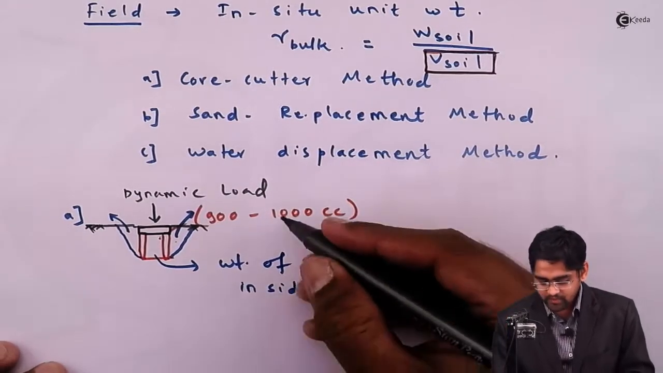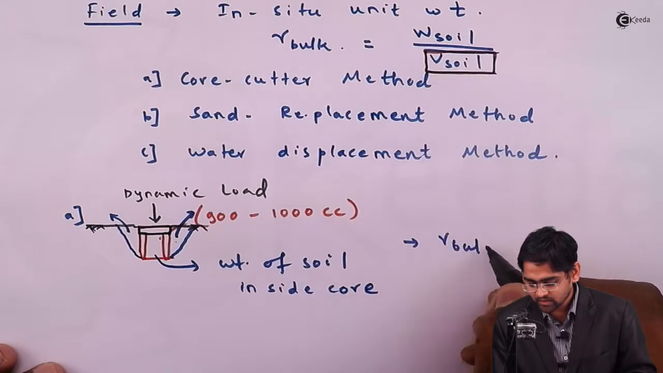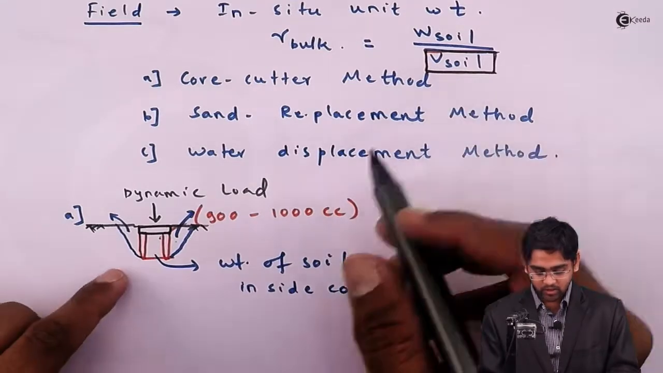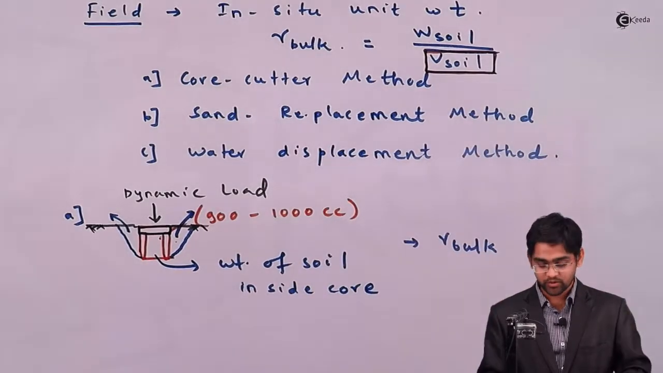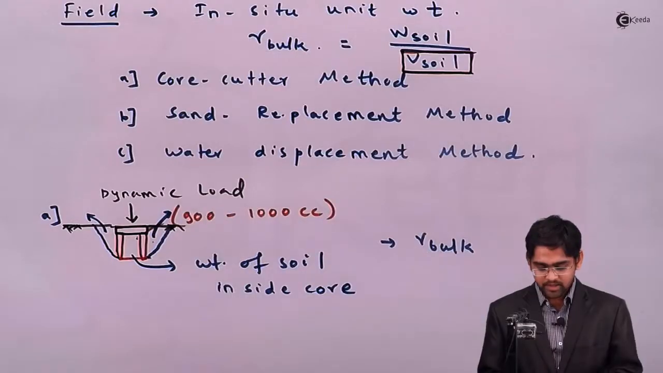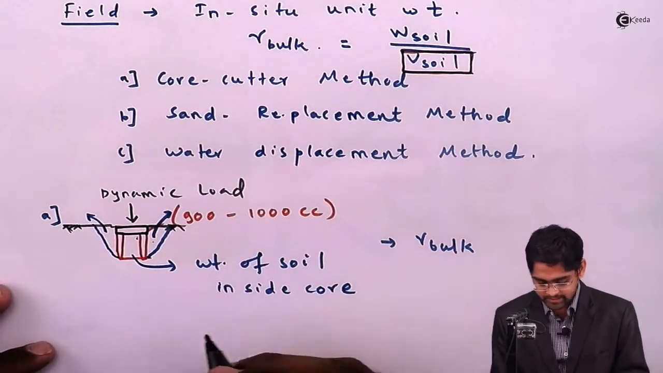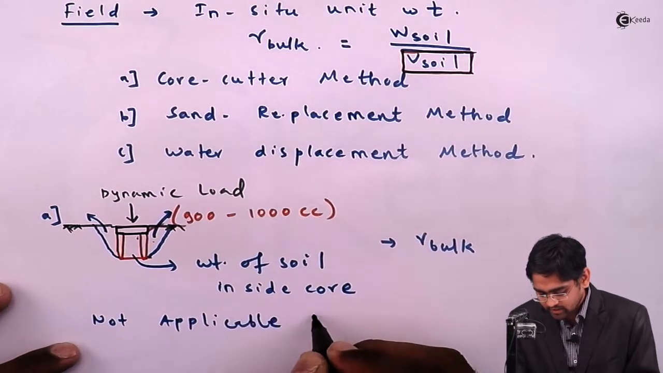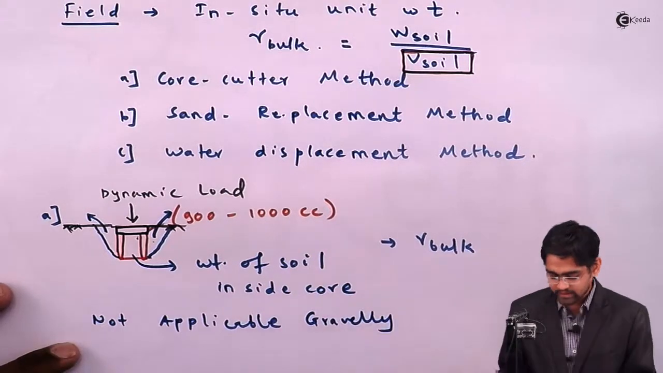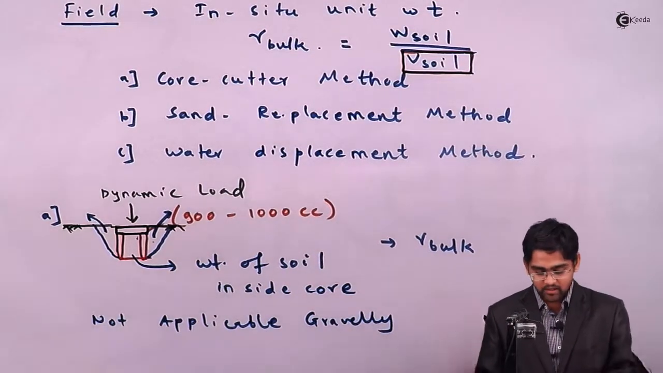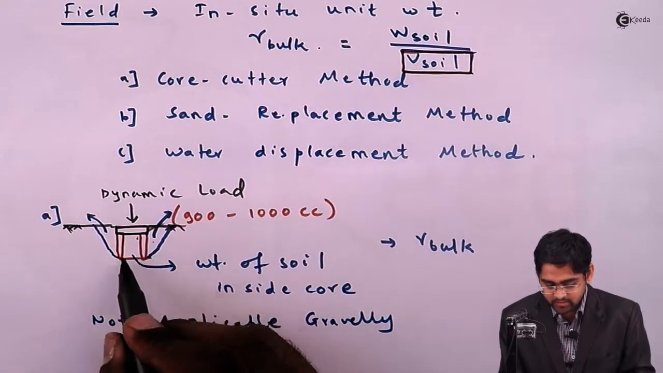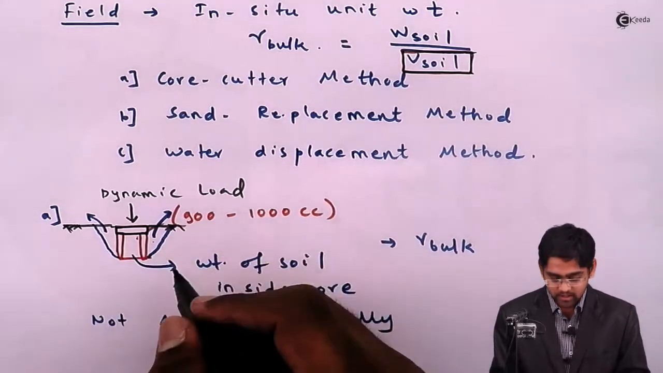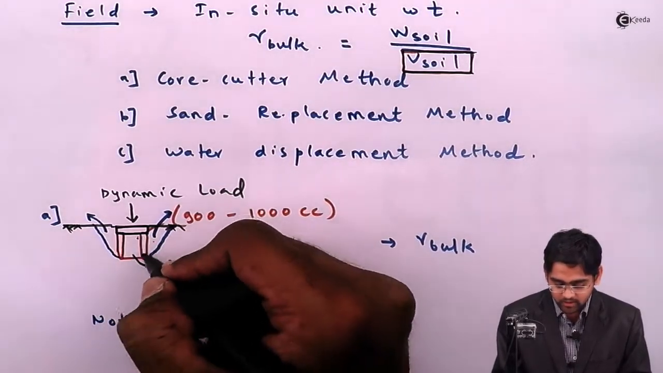So just do weight by volume, you will get the bulk unit weight by core cutter method. But remember, this core cutter method is not applicable to gravelly type of soils. In case of gravelly soil, where the gravel size is much more than the diameter of the core, you cannot probably get the whole thing inside the core.